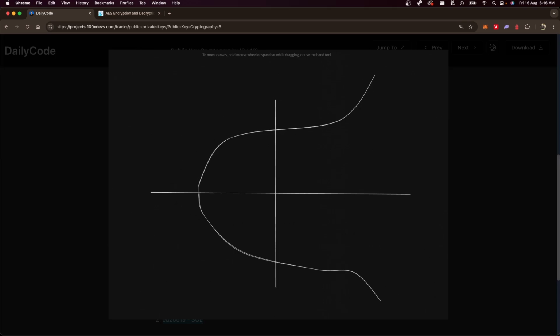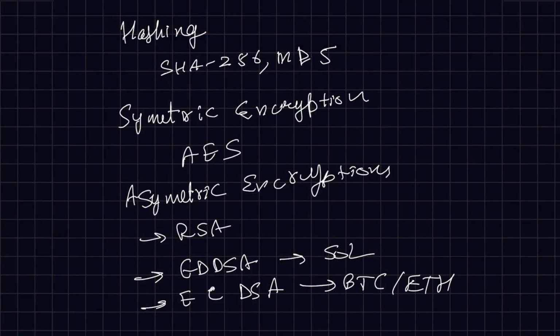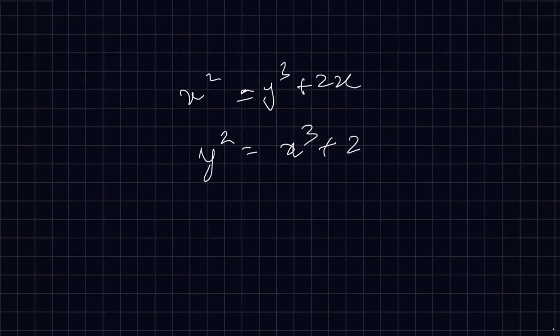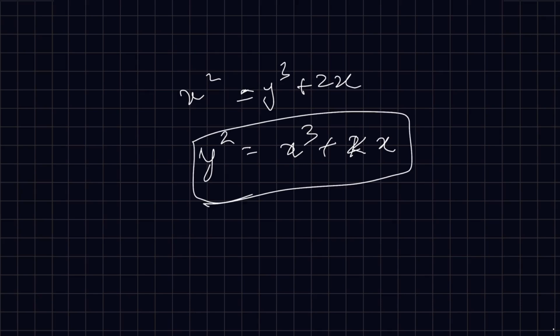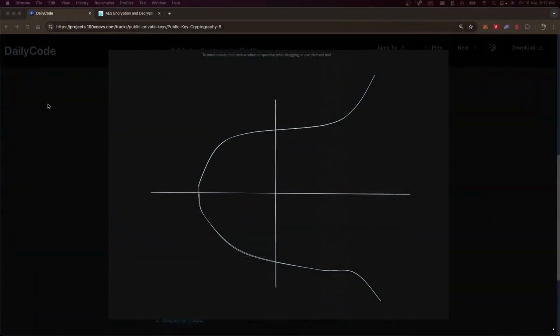The curve follows a certain algorithm that looks like one of these two, x square equal to y cube plus 2x, or I think y square equal to x cube plus some constant into x. I think it is this. I could be wrong, just Google it. And if you plot this out on a graph, it looks something like this. If you don't understand this, it is fine.